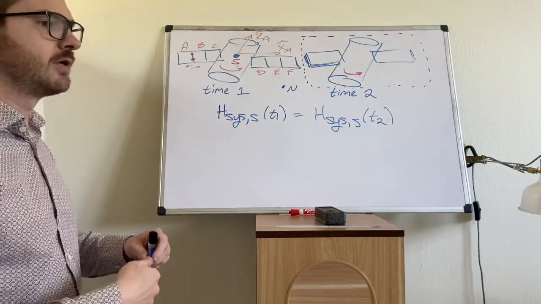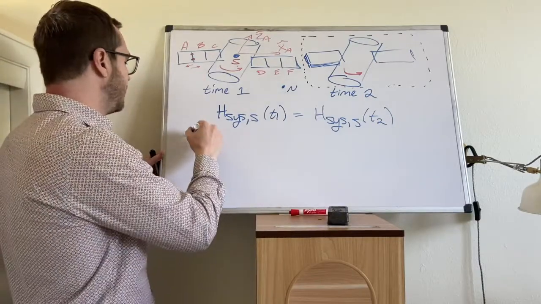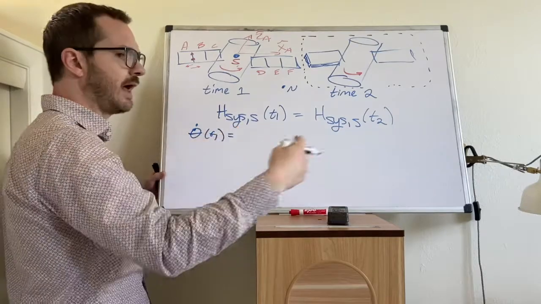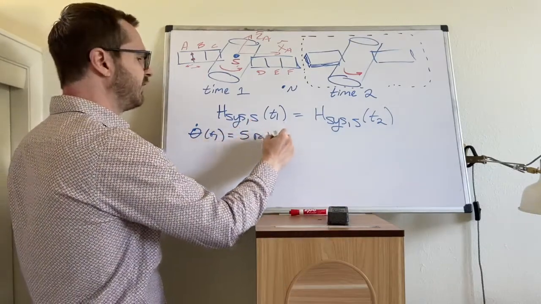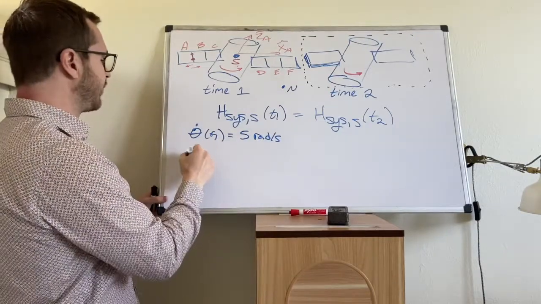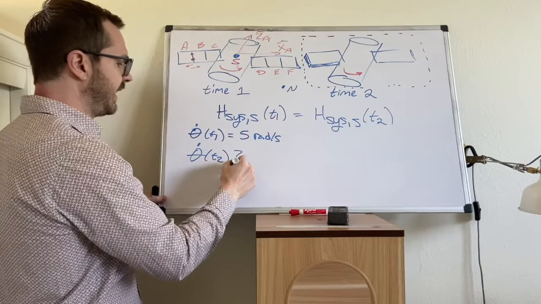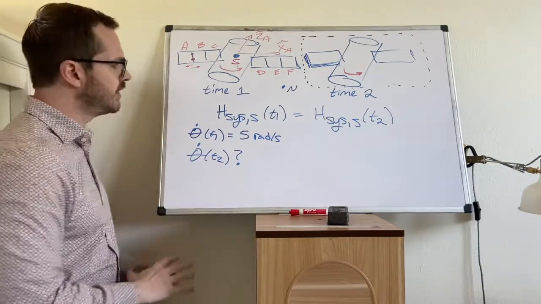Most of the problems that you're going to encounter are going to say that theta dot at time 1 is equal to, and they're going to give you a number. They're going to say 5 radians per second. Okay. And then they're going to ask a question: what is theta dot at time number 2? And then you have to solve for it. This would be your unknown.